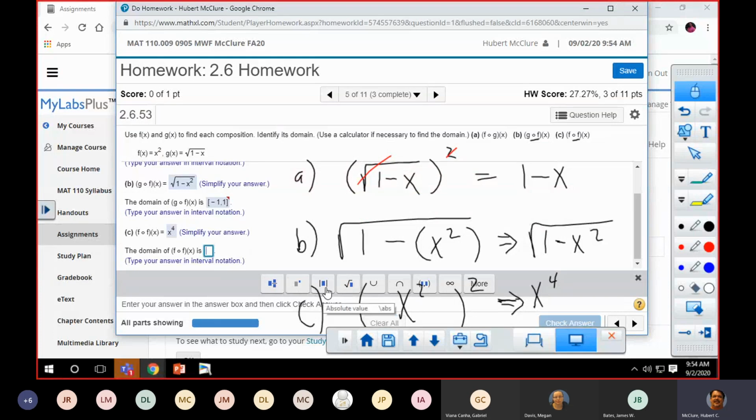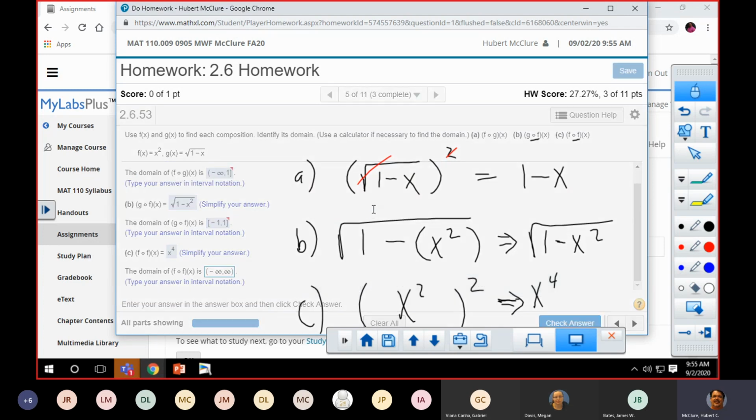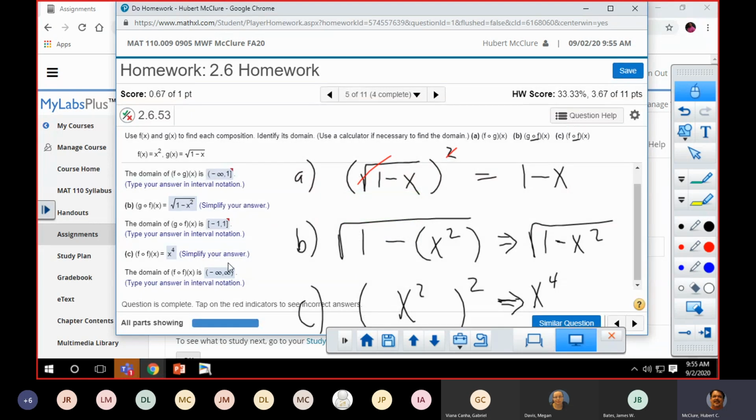So that would be all real numbers. So you've got to put parentheses: negative infinity, comma, positive infinity, close parentheses. Now, when you write interval notation, you've got to have brackets or parentheses. If you don't do that on the test, it's wrong. Make sure you realize that. Okay, those are 3 good test questions right there.